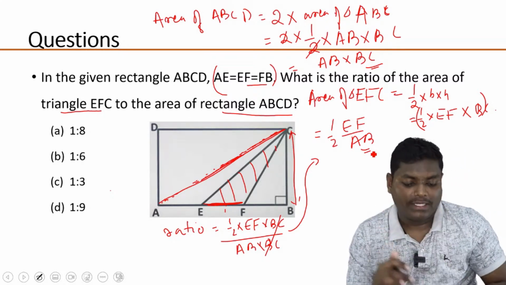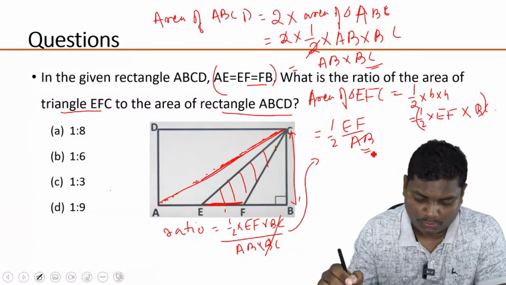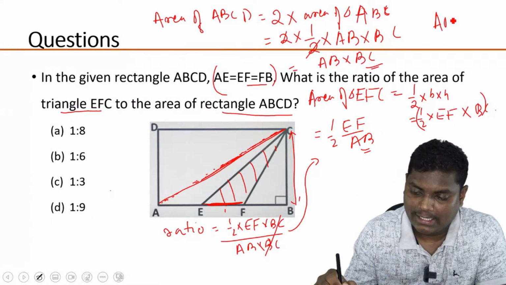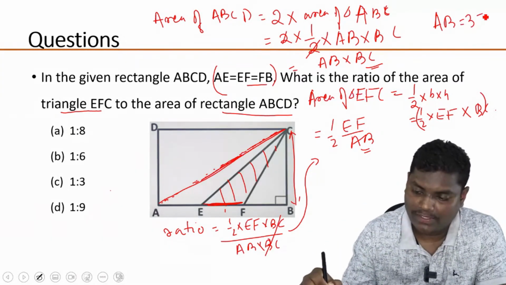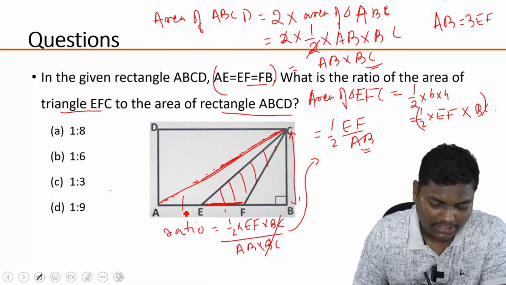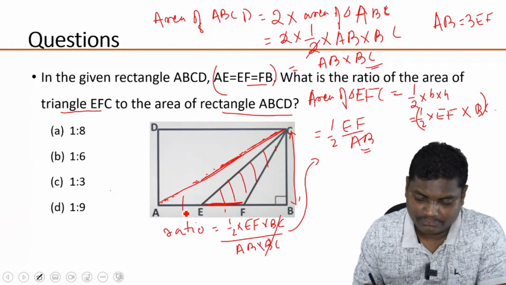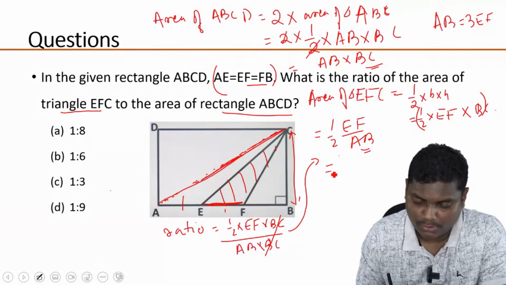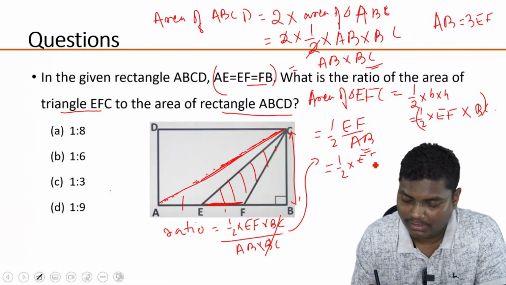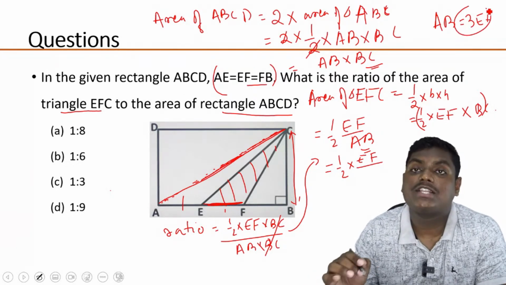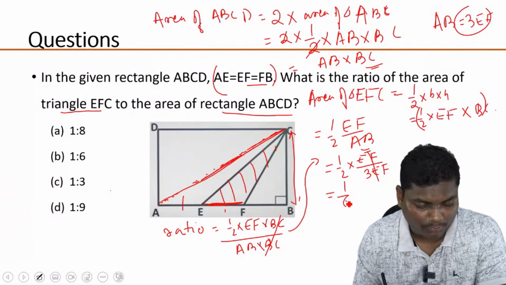But if you see properly in the question itself, it is given that AE is equal to EF is equal to FB. So we can say AB is equal to thrice of EF, because three parts are being made. So we can plug in this value: 1 by 2 into EF upon AB. AB is thrice of EF, so it will be 3 EF. EF will cancel out. So it will be 1 upon 6.